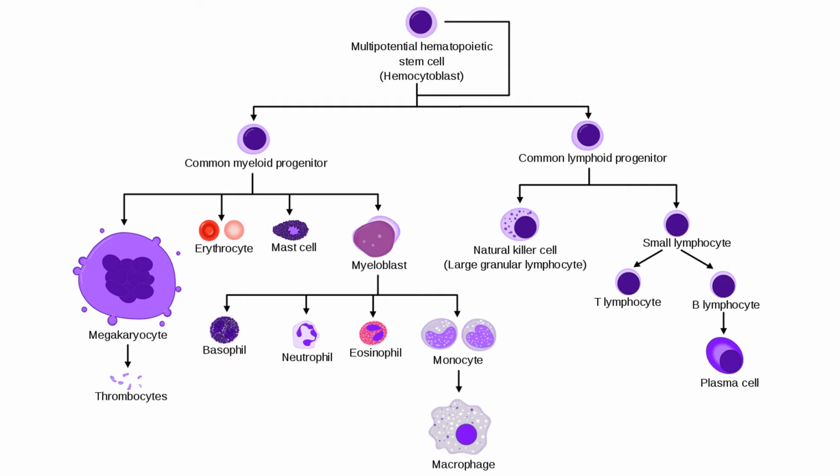So on the myeloid side, we have the key players like the neutrophils, the monocytes, the macrophages. On the lymphoid side, it's a lot simpler. There's T cells, B cells, and NK cells.